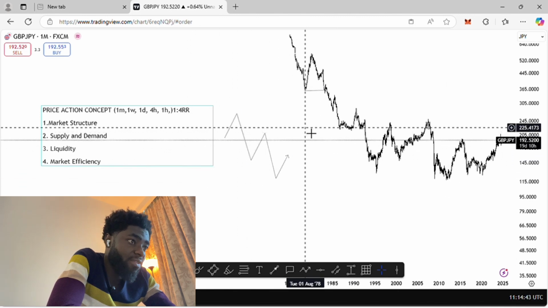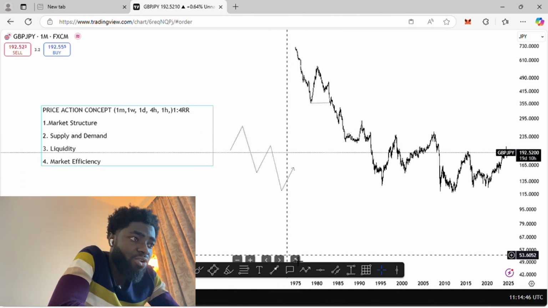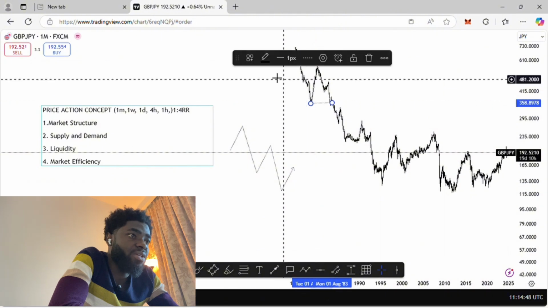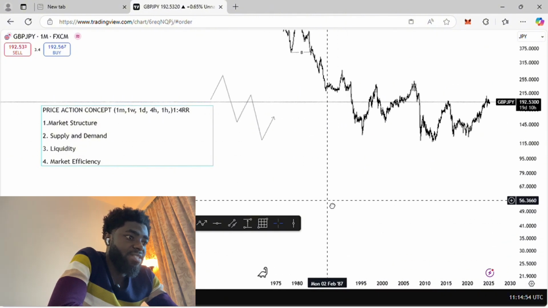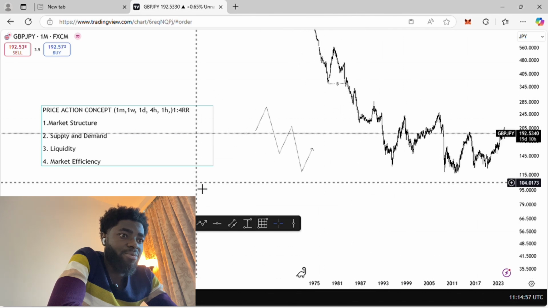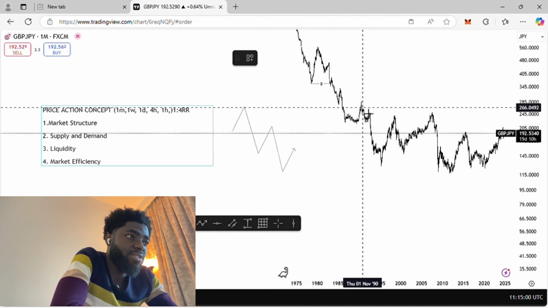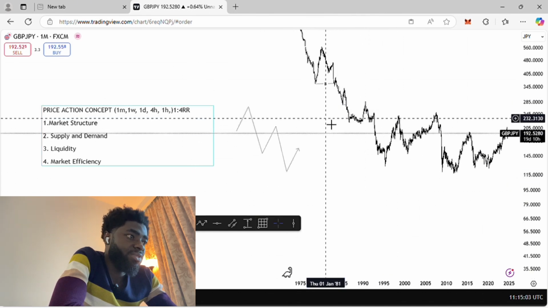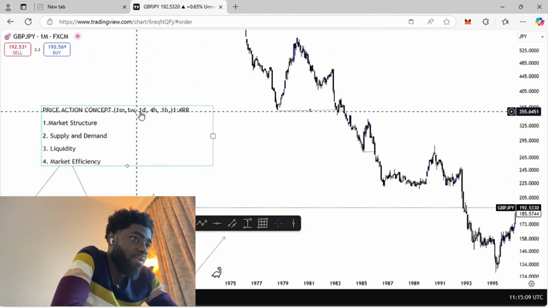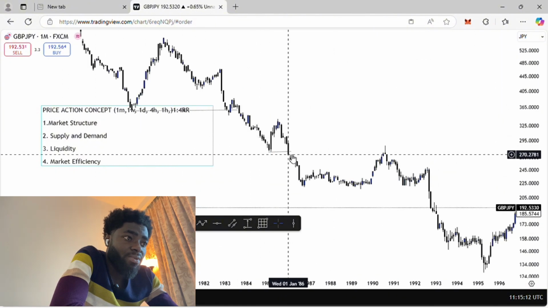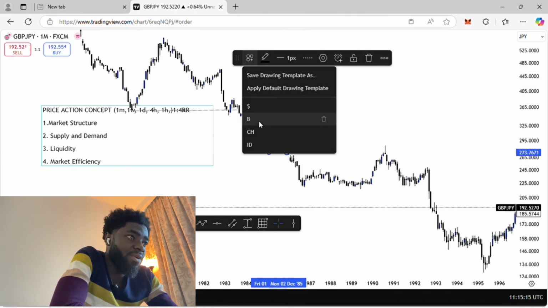In this market, we are having a downtrend, price creating series of lower highs and lower lows, breaking structures to the lower side. So GBPJPY started from 1975. Since then, we've been breaking lows to the downside. Okay, so we are using price action concepts: monthly, weekly, daily, 4 hour, 1 hour. So we are considering the market structure right now.